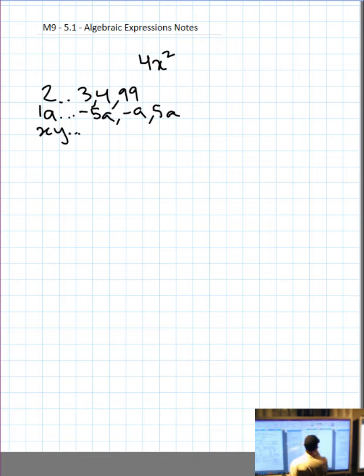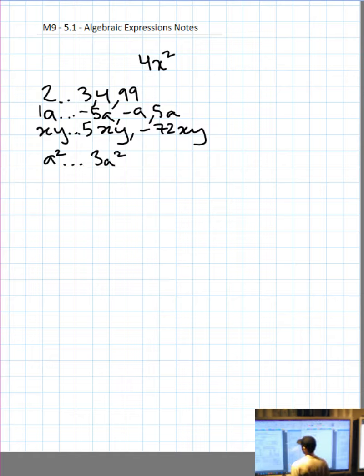Like terms: same variable, same exponent. So I'm going to start out by saying xy, and I'm going to put a 5 in front. Don't care. Negative 72xy. Same letters, same exponents, etc. a squared, 3a squared, 5a squared. Next one in the notes, x squared y, 2x squared y, negative 3x squared y, etc.